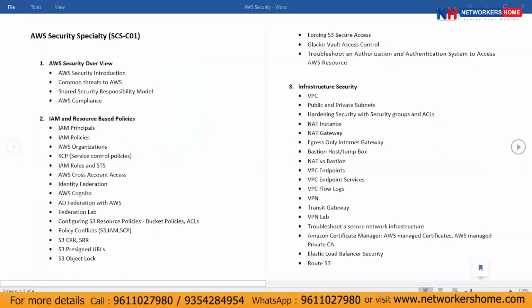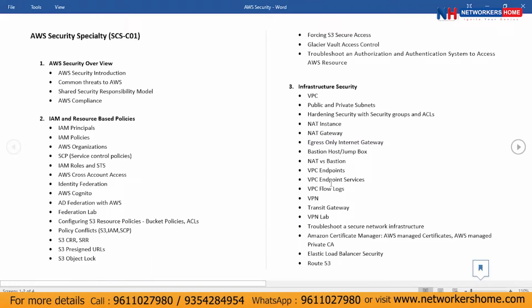So to meet this requirement, I have created topics. Introduction to AWS Security Overview. Then IAM and resource-based policy, where we go in depth about IAM services. And we also talk about identity federation, S3 access control, and Glacier access control. And we also look at troubleshooting authentication and authorization.